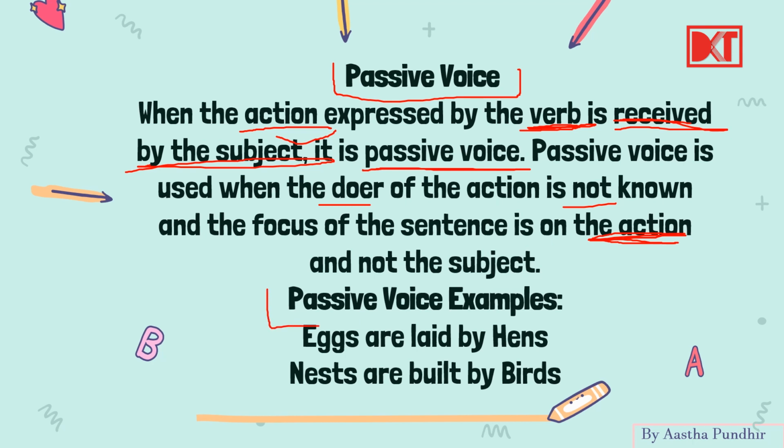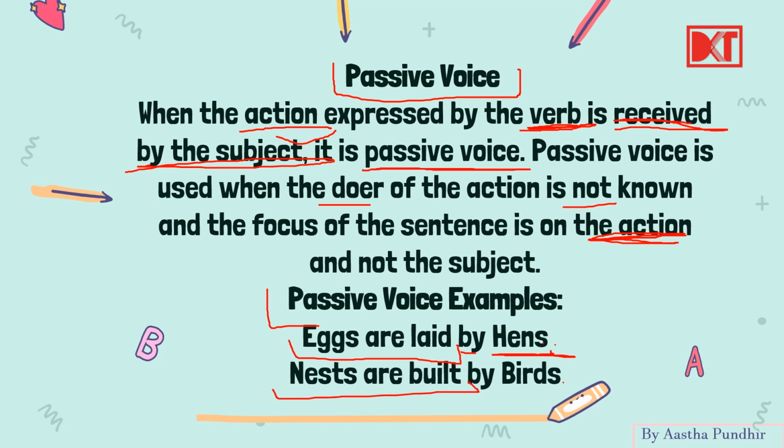Eggs are laid by hens. तो यहाँ पे हम focus किस पे कर रहे हैं? Laying of eggs पे, कि eggs are laid. और by कौन? Hens. तो ये hens जो हमारा subject है, what are they doing? They are receiving the action which is eggs are laid. Okay. Similarly, nests are built.